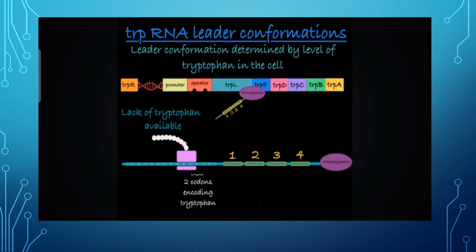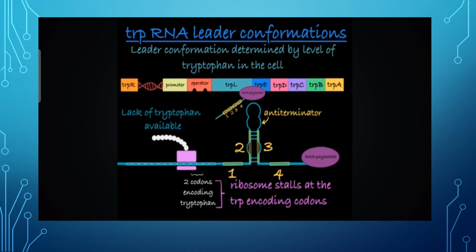When there is less tryptophan available, the ribosome stalls at the 2 tryptophan codons, taking longer to move forward with translation of the RNA as it waits for tryptophan to be incorporated into the polypeptide. Because of this stall, the anti-terminator forms, allowing transcription of the structural genes and expression of the proteins that will help the cell make more tryptophan.